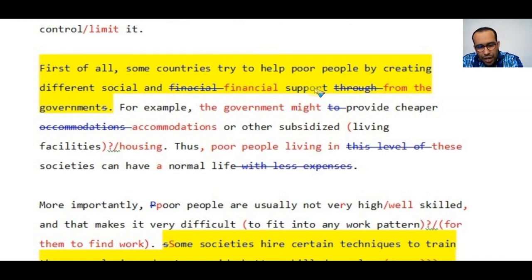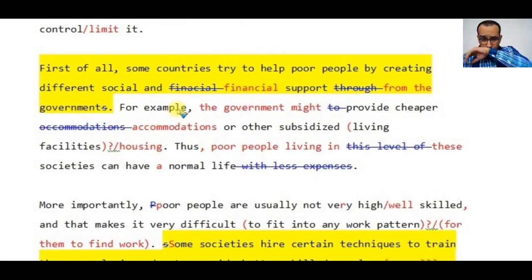In addition to this, there are a few spelling and vocabulary issues. One is "financial," which is already corrected there. And here there is a wrong use of a preposition instead of "through." Normally the student writer should have written "from the government," that is singular, not plural.